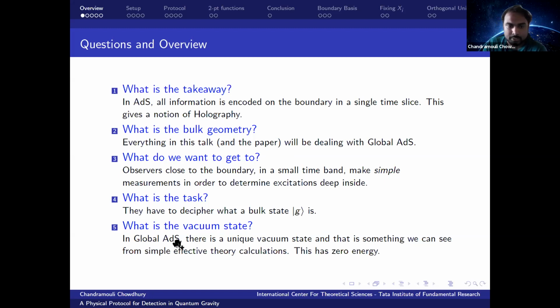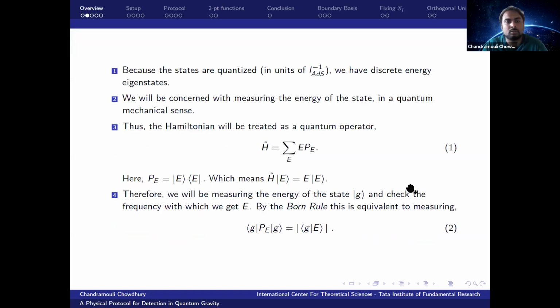So as we are in global ADS, there's a unique vacuum state. And the fact there's a unique vacuum state can be seen from some simple effective theory calculations. ADS is like a box, and you can quantize things on top of it, and you end up getting some discrete energy eigenstates. And the lowest one, which we can set to having 0 energy, is what I'll be calling the vacuum state. Okay, so there's no degeneracy in the vacuum or anything in this setting.